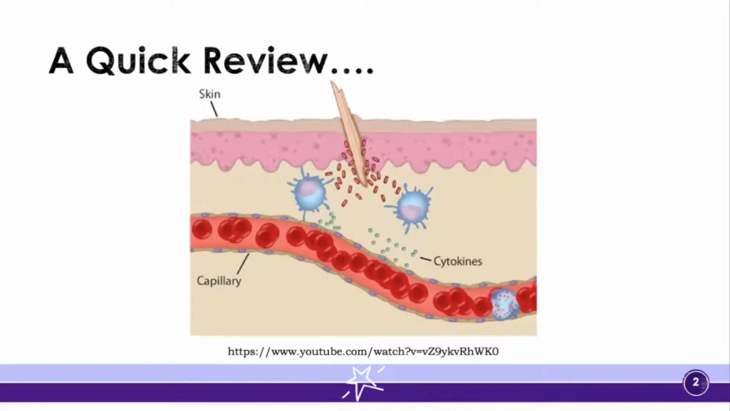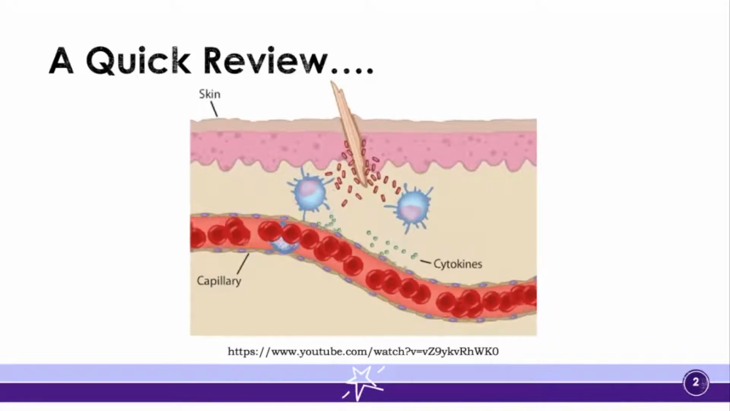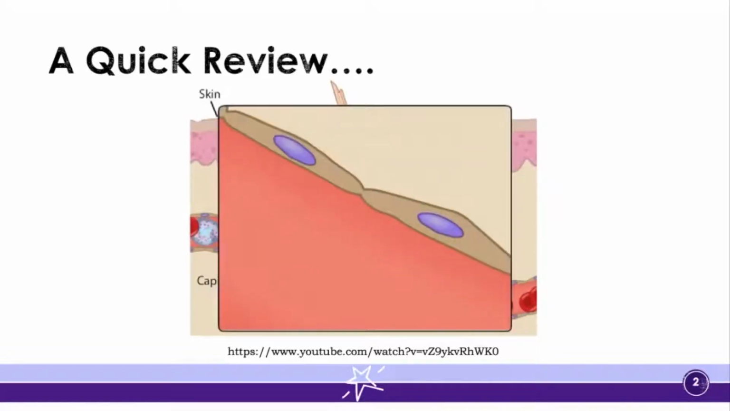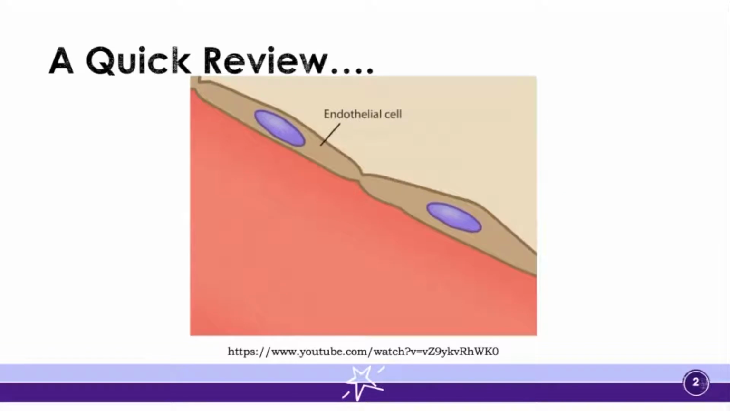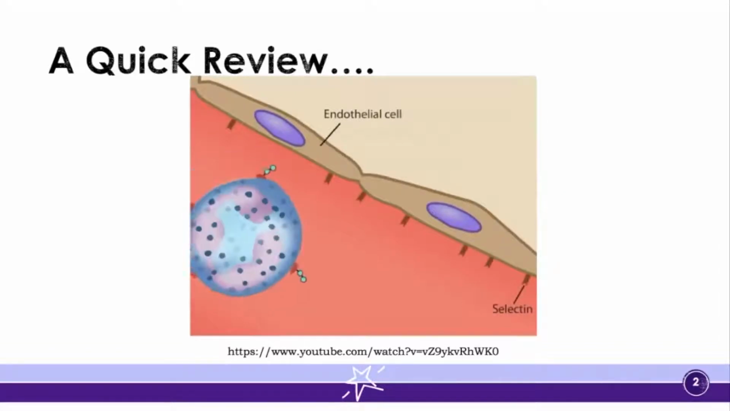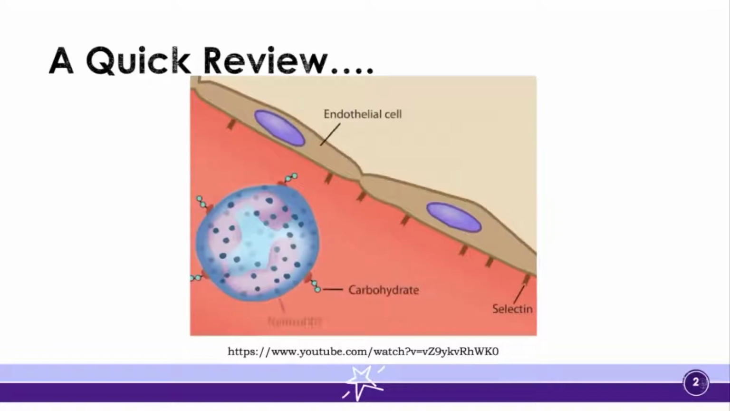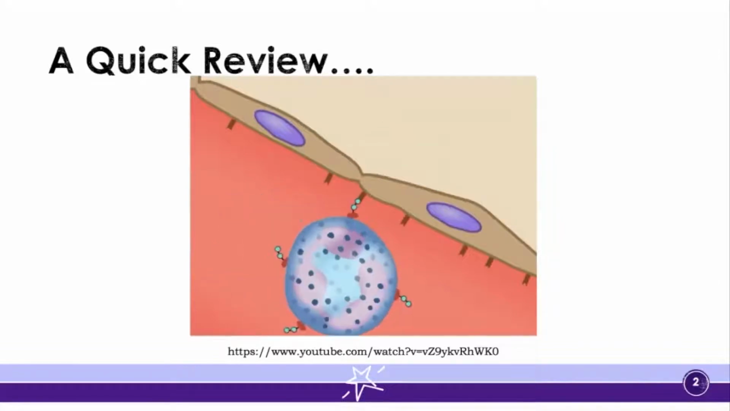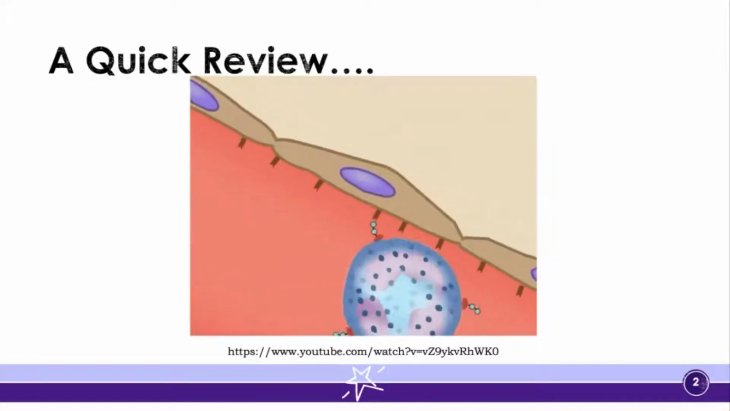Cytokines are small proteins that regulate the immune response. Some diffuse into the vasculature and stimulate endothelial cells to express specific receptors called selectins. Selectin binds to carbohydrates on the surface of neutrophils, snagging the cells as they flow by in the bloodstream and slowing them down, such that they roll along the endothelium.